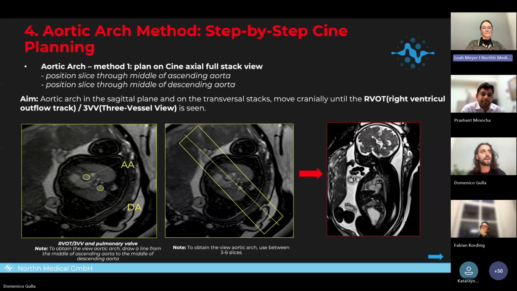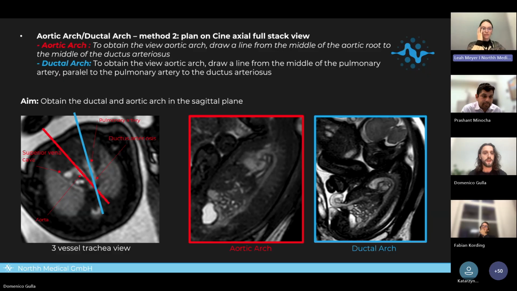Now we go through the methods. We are following the guideline of pediatric cardiac MRI, and this is the step-by-step cine planning. The first method plans the cine on the axial full stack view, and in this case we position the slice through the middle of the ascending aorta and also the middle of the descending aorta to get the aortic arch.